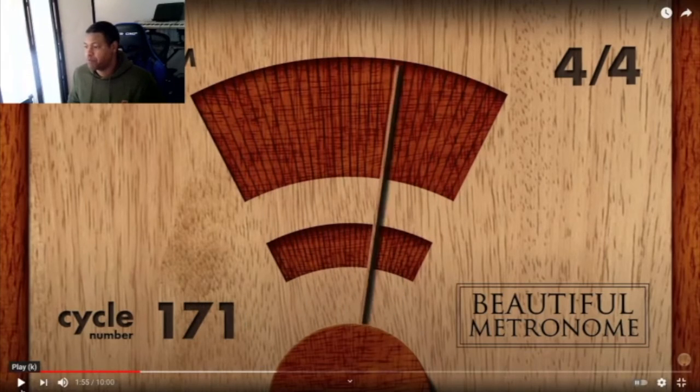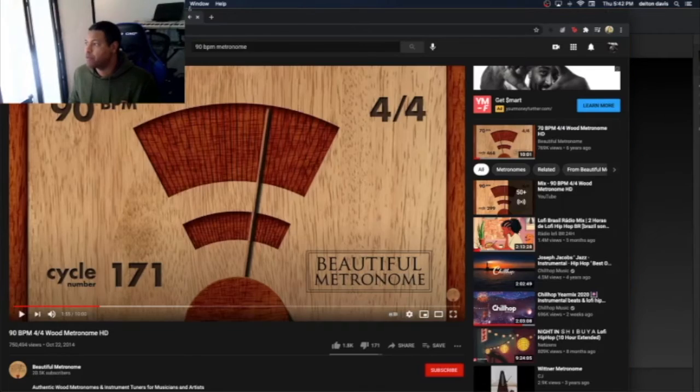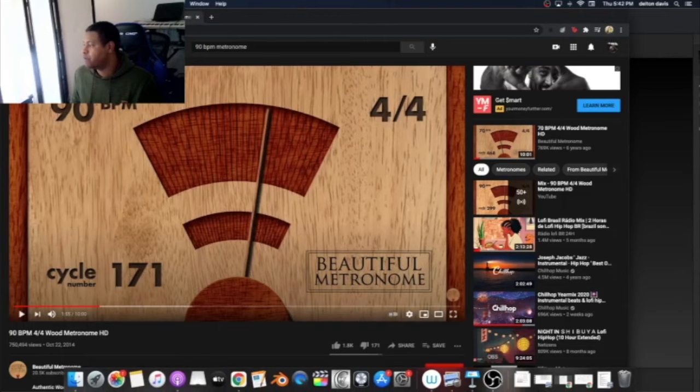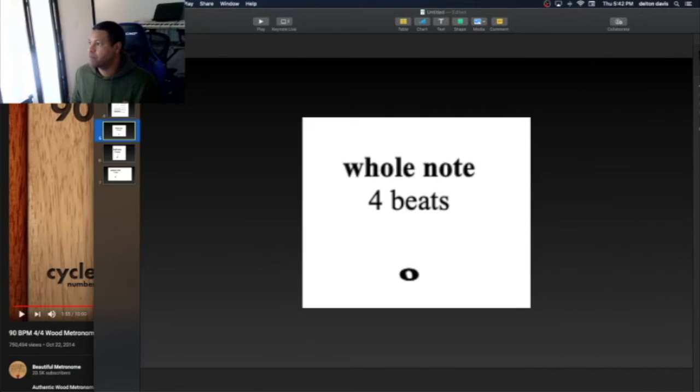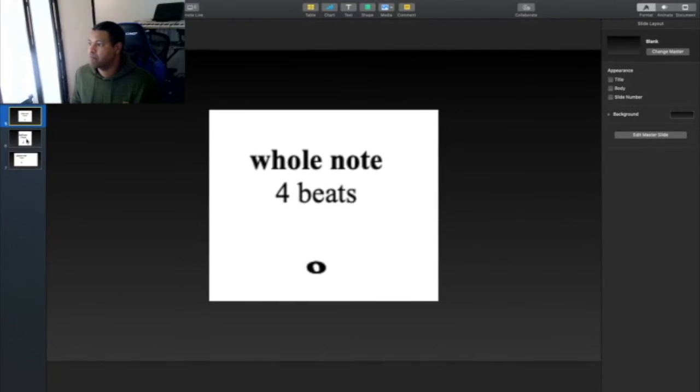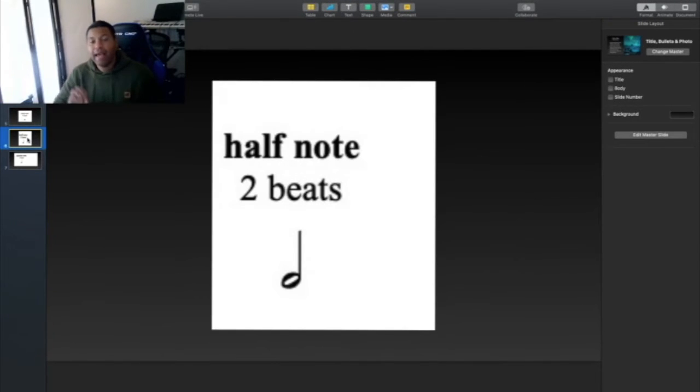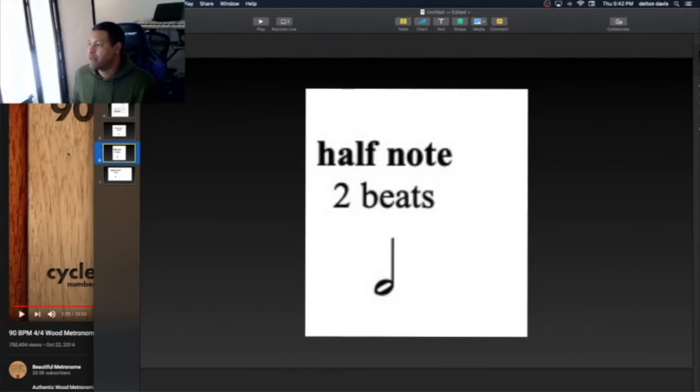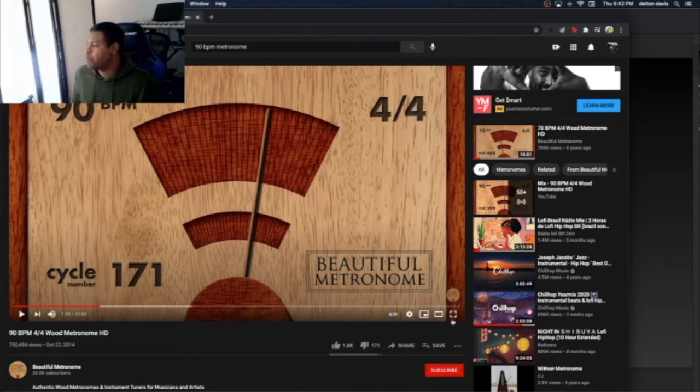Now we'll be going on to the half notes. A half note receives 2 beats of sound. I'm going to give an example with that. Great, metronome here.